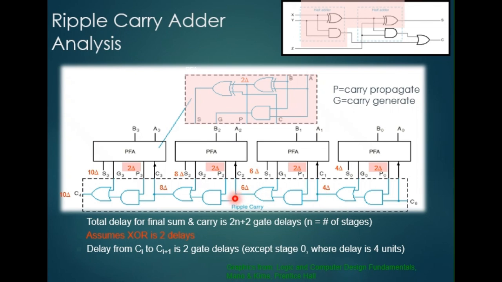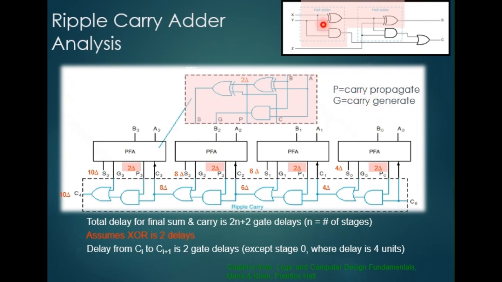Okay, and that forms the long delay, the 2n plus 2 delay to get the final carry out. So that's the reason why we partition the circuit like that, so that you can see that ripple or that propagation path. Besides that, we also want to introduce the new terms called carry propagate and carry generate.